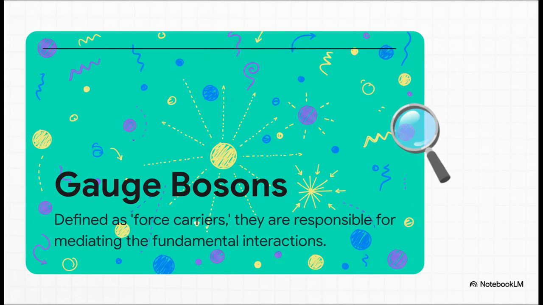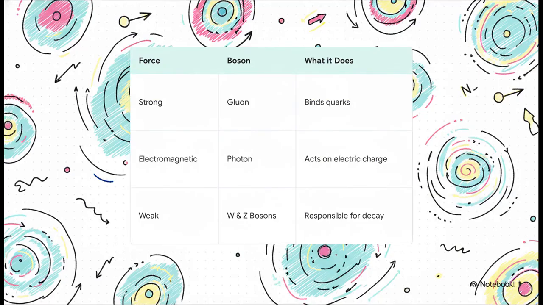When two particles interact, what they're really doing is exchanging one of these bosons. That little exchange is what we experience as a force. This table lays it all out. First, you have the strong force, carried by the gluon. This thing is ridiculously powerful, but over a tiny, tiny range. It's what glues quarks together inside protons.